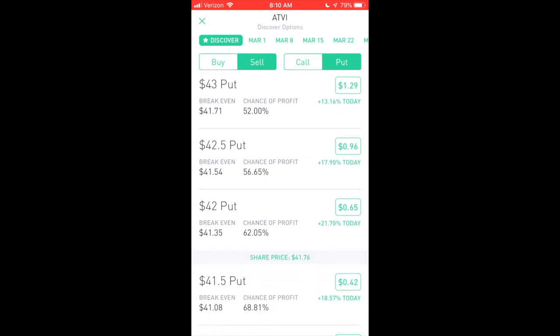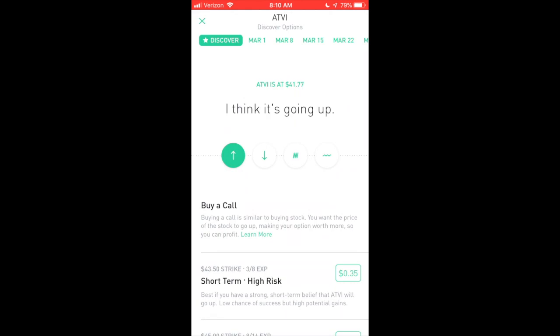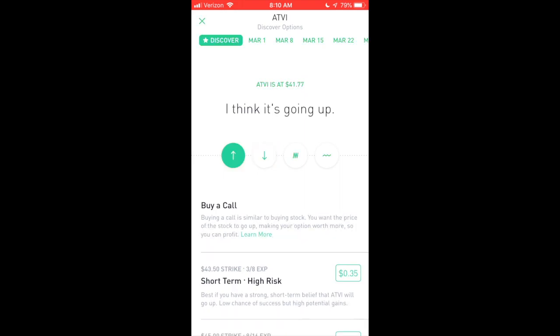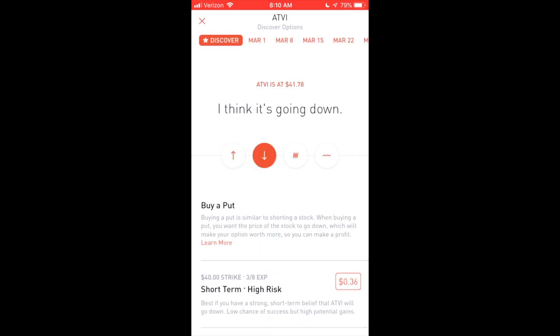Really quick, I'm going to go to the Discover tab here on the top of this option. Robinhood makes it very simple. Again, reviewing this, I want to make sure you guys know the basic level, but Robinhood breaks it down even more. I think it's going up or I think it's going down. You have these options here in the middle of I think the price is going up, which is, again, going to be buying a call. We just talked about that. We think it's going down. That means we're buying a put. We believe the stock is going down.